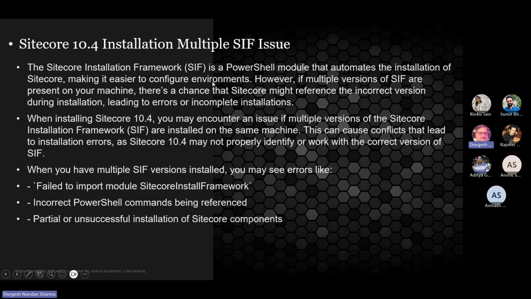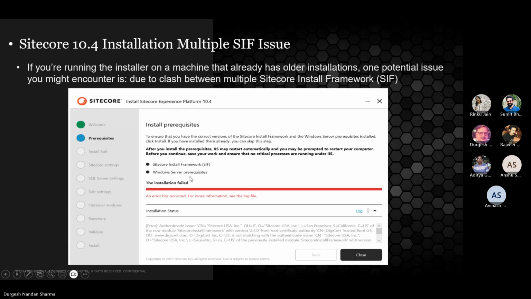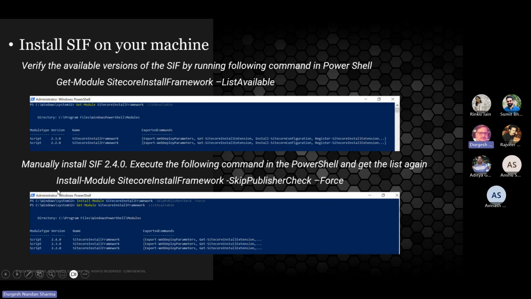But if we are using another version of Sitecore, then this may arise on your local system. To overcome this, when we are going to install Sitecore, the prerequisite SIF install gives this type of error. If this arises, then we have to check the available version of SIF in PowerShell.